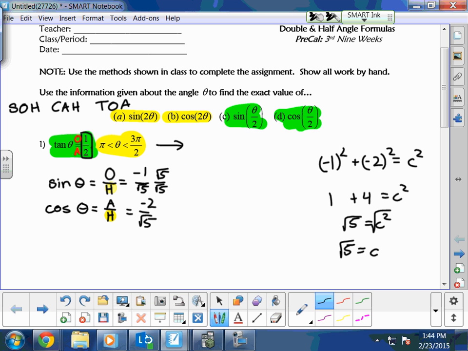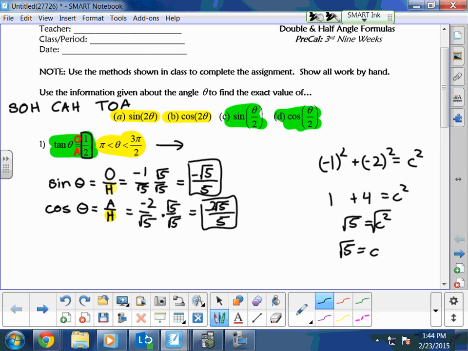And I will now go ahead and continue the rationalization. It becomes negative square root of 5 times 5. And this is going to do the same thing here. Square root of 5, square root of 5. It's going to become -2 square root of 5 over 5. So now I have my other 2 values. I have my sine and cosine.